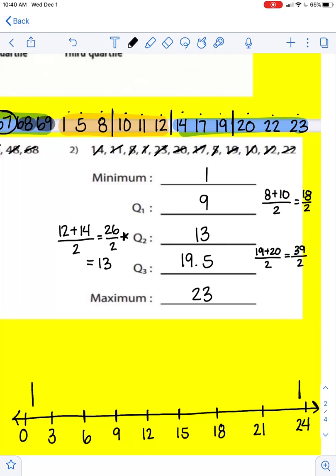So my minimum is going to be right here at 1. My maximum right here at 23. My quartile 2 right here at 13. Quartile 1 right here at 9. And quartile 3 about right here at 19.5. So we're going to connect the middle to make our box.